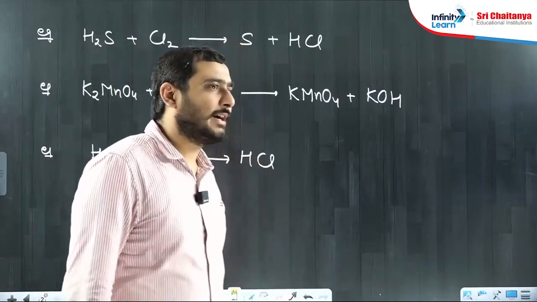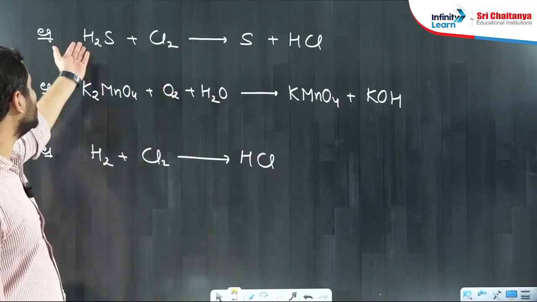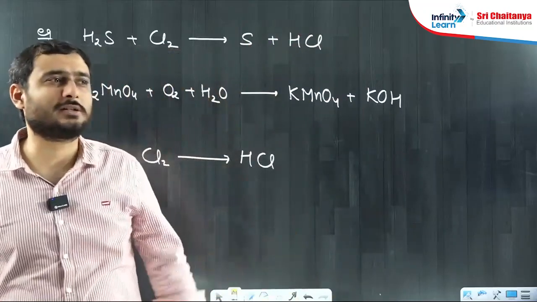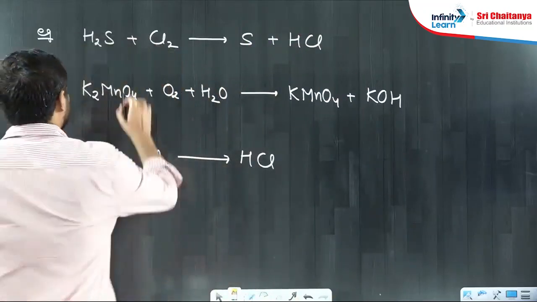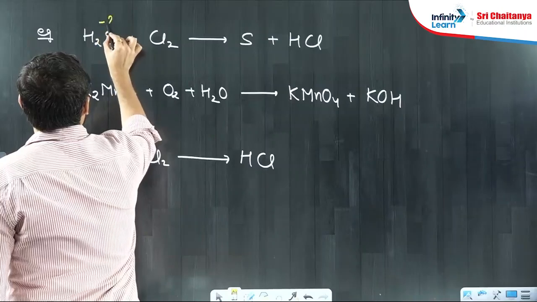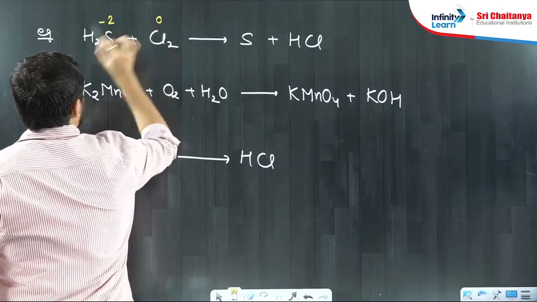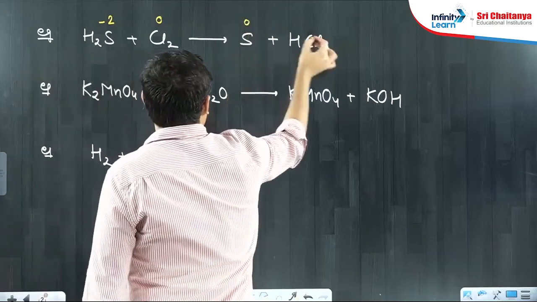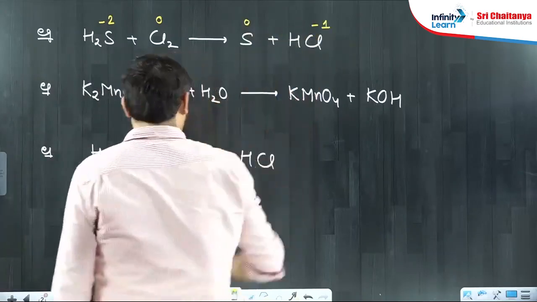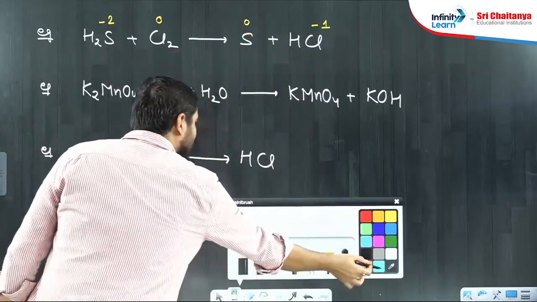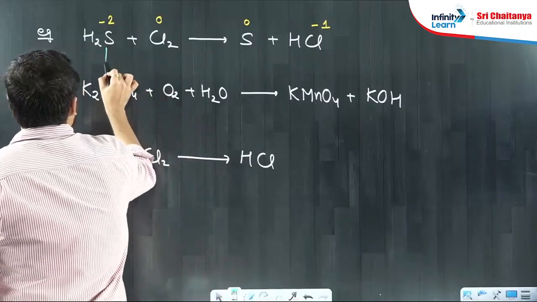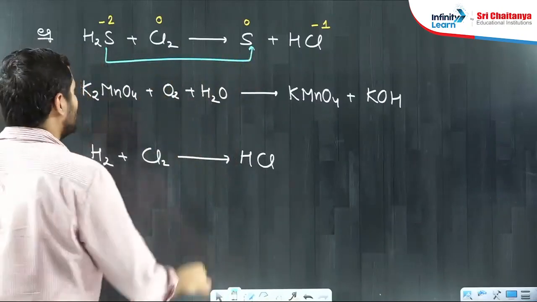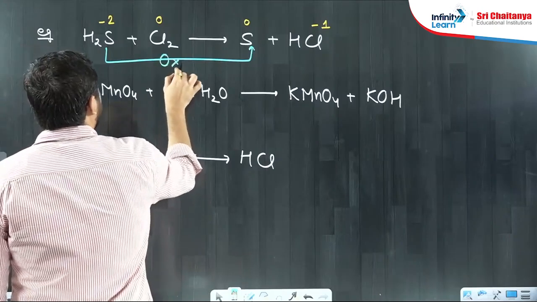There is no change in hydrogen in the first one. Hydrogen is plus 1 in H2S. Here in HCl hydrogen is plus 1. There is no change in oxidation number of hydrogen. What is present here? Sulfur is minus 2 in H2S. Cl2 is 0. Here sulfur is 0. In HCl, chlorine is minus 1. Now H2S contains sulfide ion, so minus 2 to 0. Increase or decrease? Increase. So this is getting oxidized, oxidation.